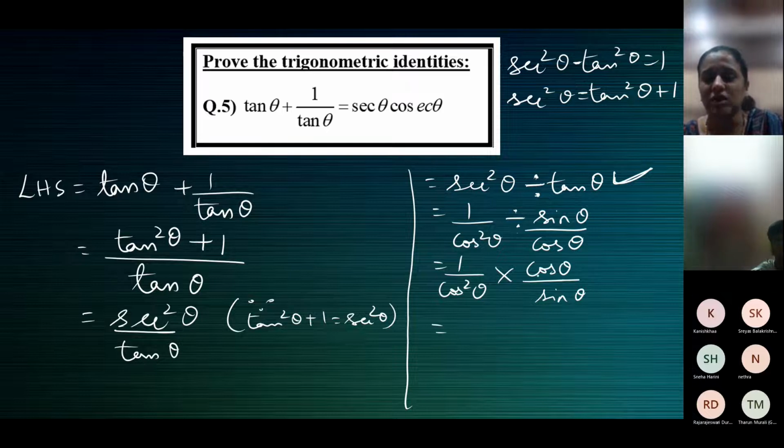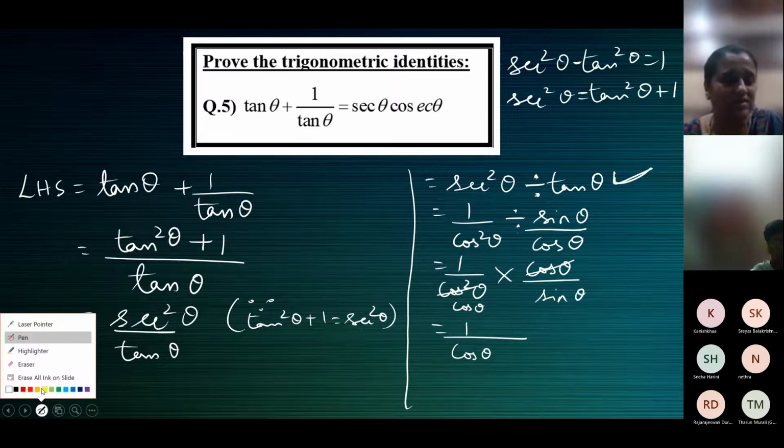Now what? Cos and cos will get cancelled. This cos and this one will get cancelled. Like a and a square, cos theta and cos square theta, so there's 1 cos theta left here. So we get 1 by cos theta into sin theta, that is 1 by cos theta into 1 by sin theta.